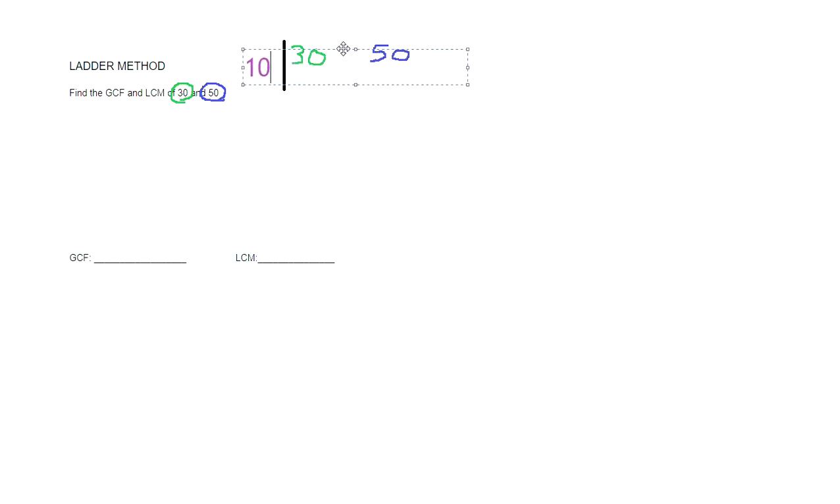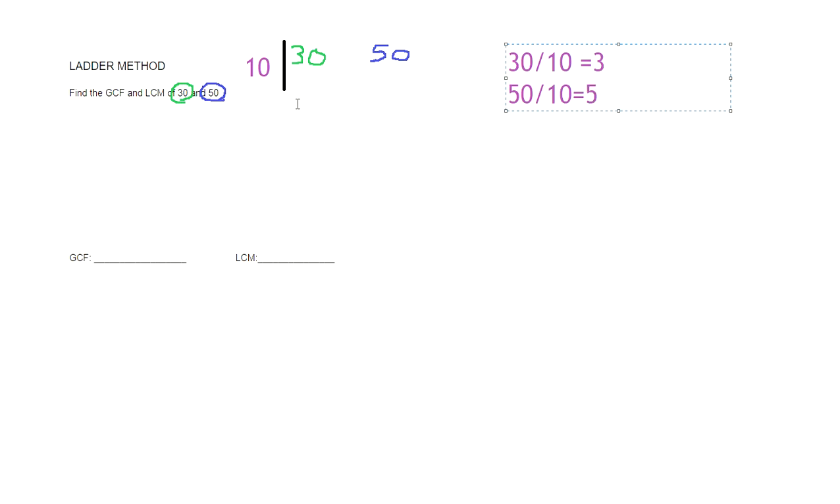So now what I'm going to do is actually figure it out. I am going to do 30 divided by 10. I'm just going to put it over here so you can see what I did. I did 30 divided by 10, and that is going to equal 3. And then 50 divided by 10 equals 5. So then right here, I'm going to write a 3, and right here, I'm going to write a 5. Now, I have to think, does a number go into 3 and 5 also? No, it doesn't. So actually, I'm done with my little ladder.